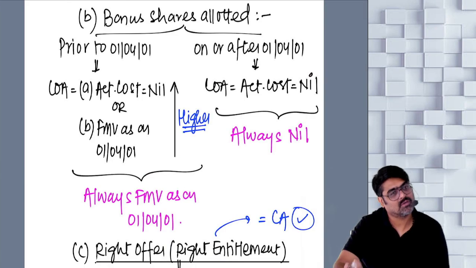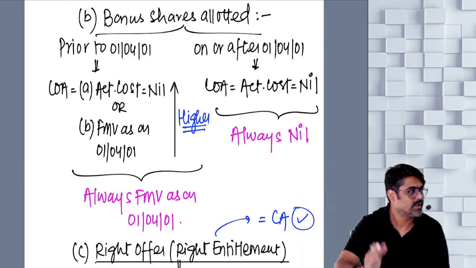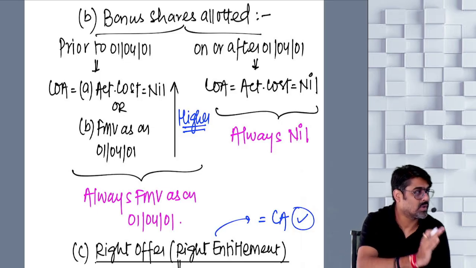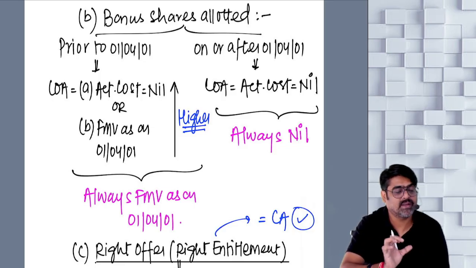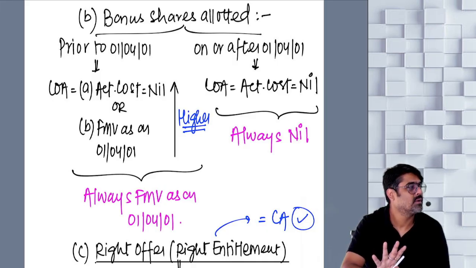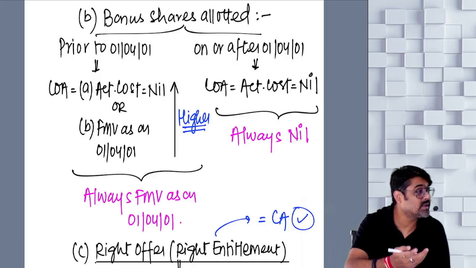Bonus shares also, the period of holding will start from the date of allotment, the date on which the bonus shares are allotted. From that date, the period of holding will start till the date immediately preceding the date of transfer. If this period is 24 months or less, then short term. More than 24 months, long term. Understanding or not? This is when the bonus shares are unlisted.